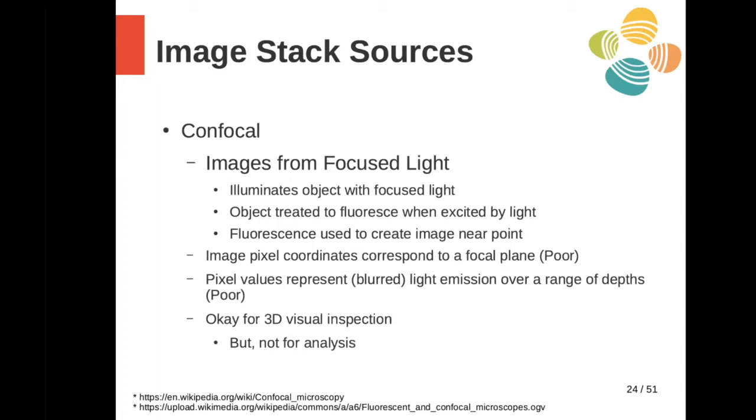Microscopes focus light from different directions onto a layer of the sample. The sample has been treated to fluoresce when it gets enough light energy in. This is how you end up illuminating just a particular layer. But as the light comes together, it gets brighter and brighter, and so you tend to get a fairly thick slice where you're getting information out of the sample.